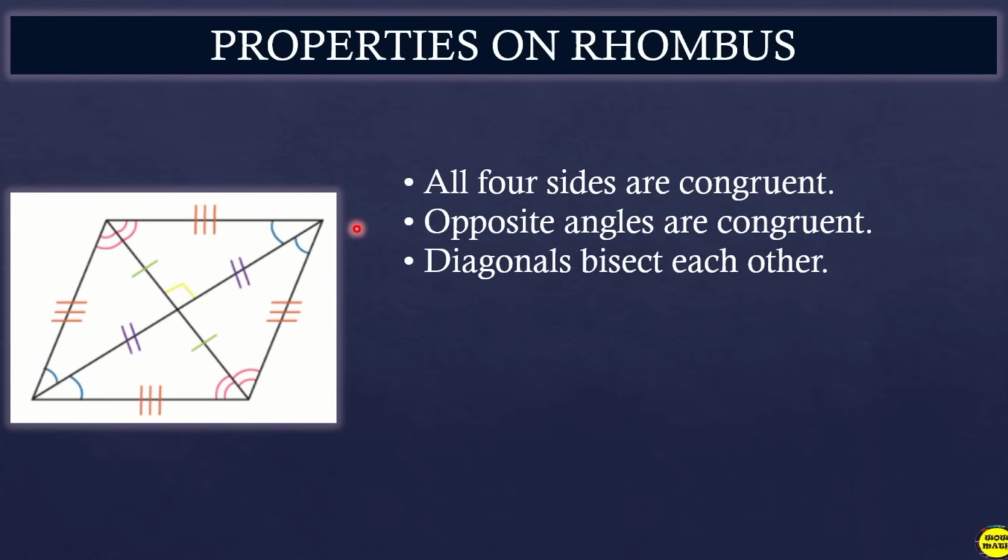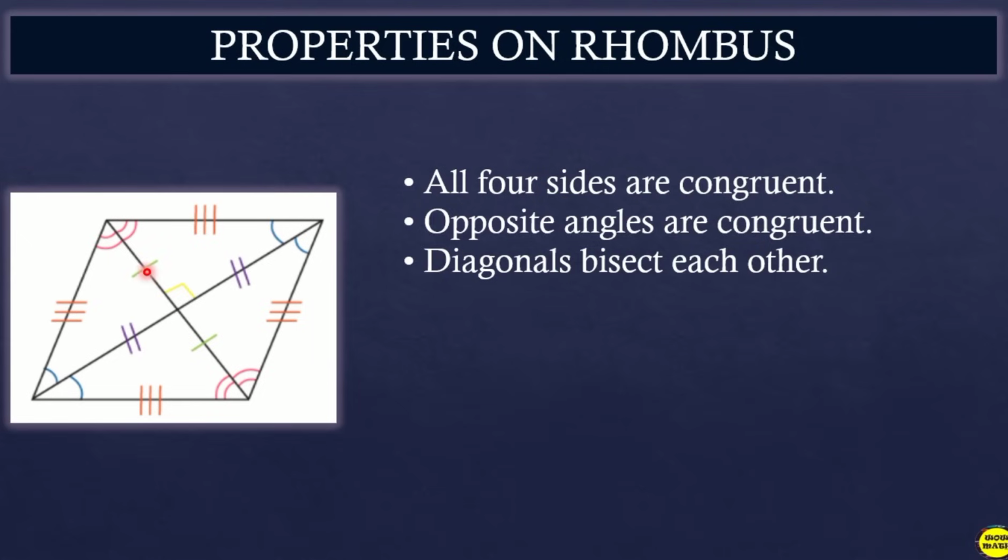Next, diagonals bisect each other. So meron tayong dalawang diagonals dito na nagbabisect sa isa't isa. So diagonals bisect each other. Ito po siya. So pag sinabi nating bisect, ibig sabihin itong diagonal na to, nahati niya yung diagonal na to into two congruent segments. Okay? At ito ring diagonal na to, nahati niya rin itong diagonal na isa into two congruent segments.